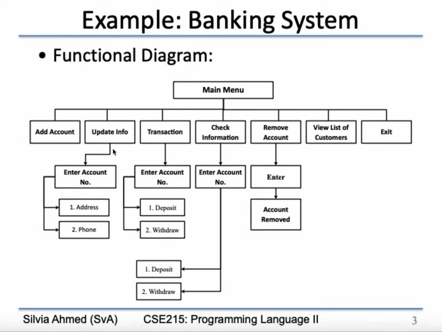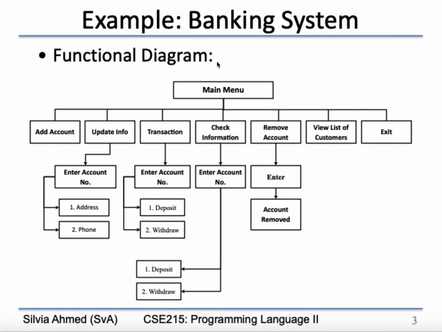Also, when we go into these separate choices, we have further tasks. For example, for transaction, we have to first enter the account number. Then we will have two other choices, deposit or withdraw. So this is the functional diagram of our problem.